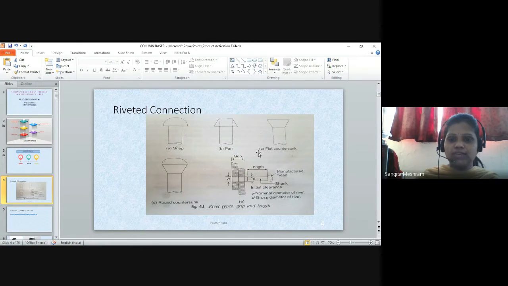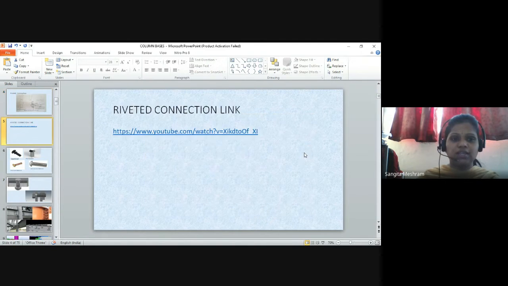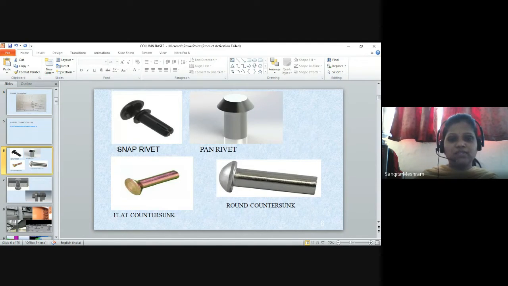So basically, a rivet consists of a shank portion, that is the vertical bottom portion, and the rounded semicircular portion, which is called the head. This is the manufacturing head. The types of rivets are snap head, pan, flat countersunk, and round countersunk. These are some types related to riveted connections. We will see how the riveted connections are done.